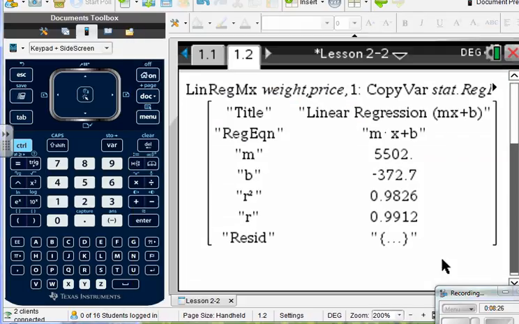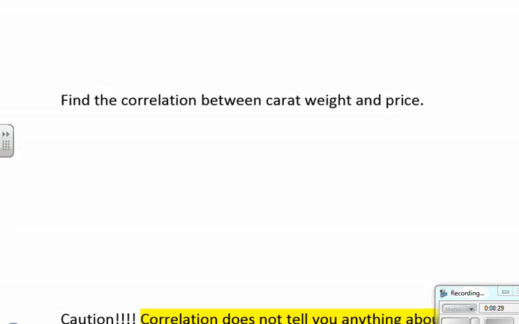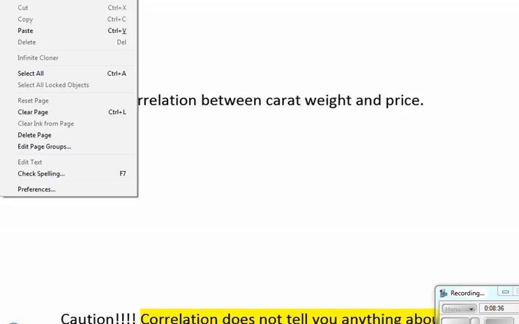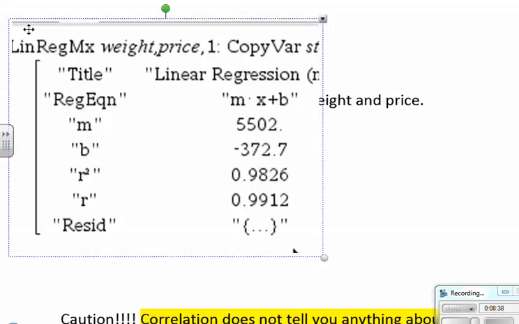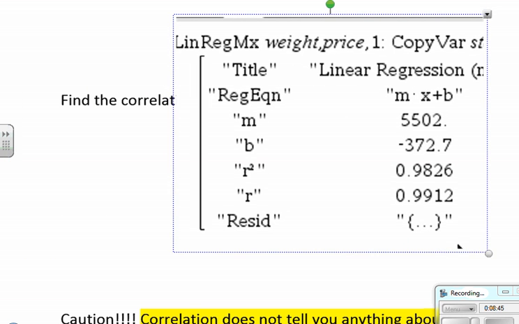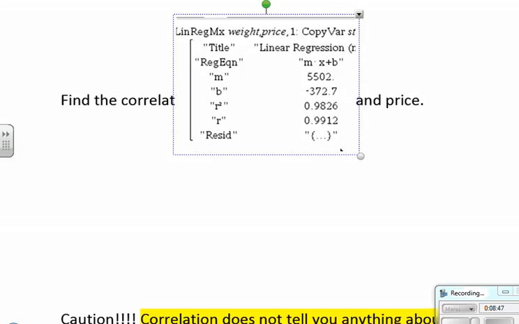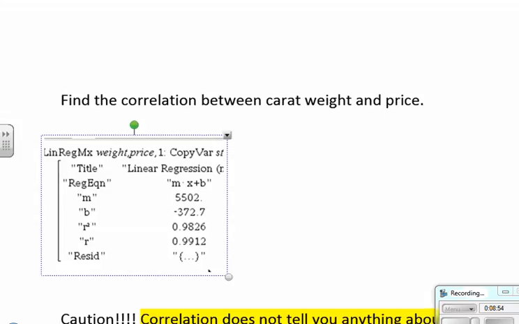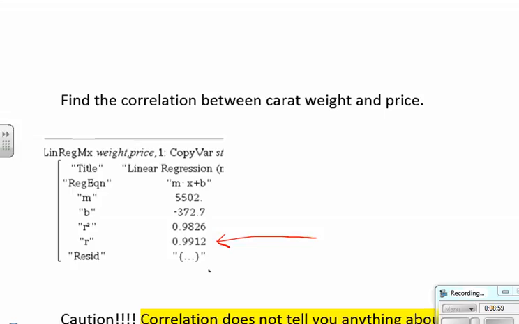If you remember what the scatter plot looked like from Monday, hopefully that R number makes sense because that data was pretty linear. If you go back and look at your notes from before, it did a pretty good job of lining up along that regression line that we found. So this right here is your R number of 0.9912.